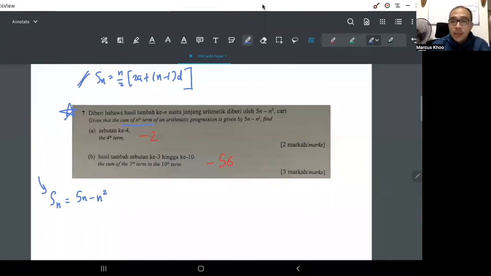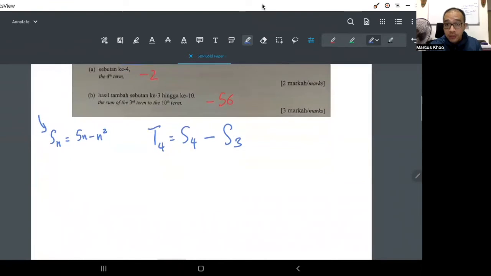Forget about the n over 2 (2a plus (n minus 1)d), forget about that. Use that 5n minus n squared. So how do you find the fourth term? The fourth term is S4 minus S3.